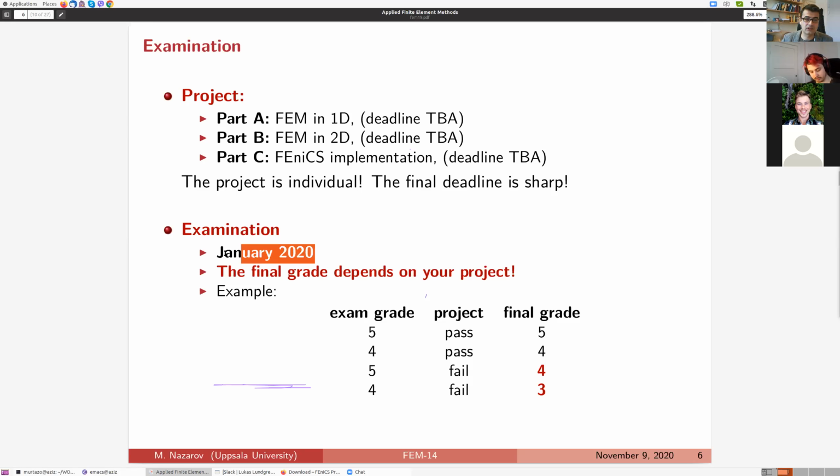Let's say the examination is in January. Here I put pass and fail, but this year we will actually grade the project. If you follow the deadline and you write a really good project, then of course you get 5, for example. Then if your final exam in January is 5, you get 5. But here you see that fail means that you don't follow the deadline and you come back after 1 year. You cannot get a high grade in this course because you can only get grade 3 for your project.